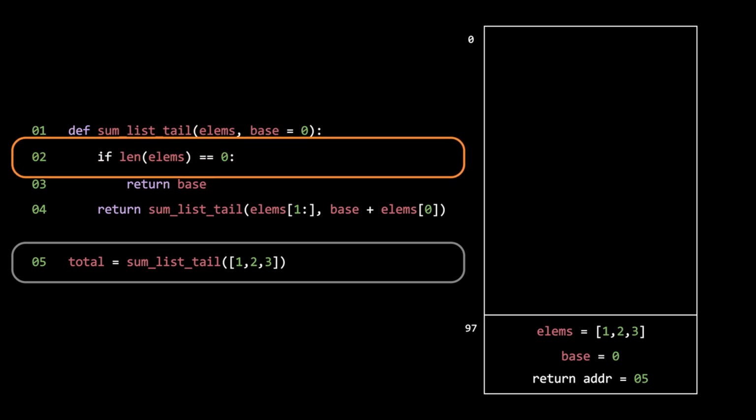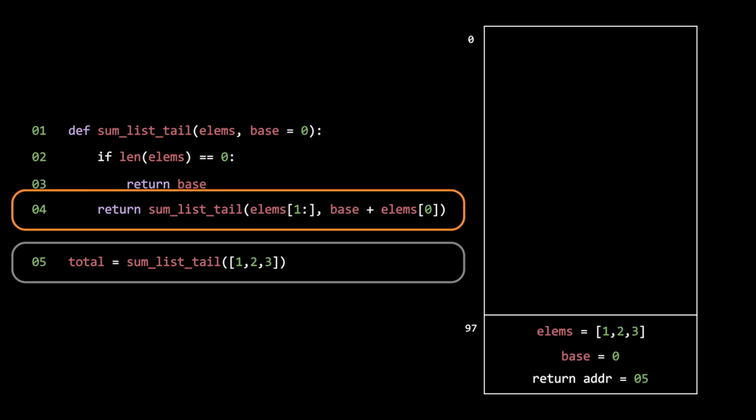We're going to then check to see if elms is empty, and it's not. If that were the case, we would return base, but we're not done yet, so we can't do that. So we're going to make a recursive call. Again, just like before, we're only going to take the elements other than the first element. But now what we're going to do is take the old base, which currently is 0. We're going to add to it the value of the first element of the list. So now we're going to have a different base value being passed in.